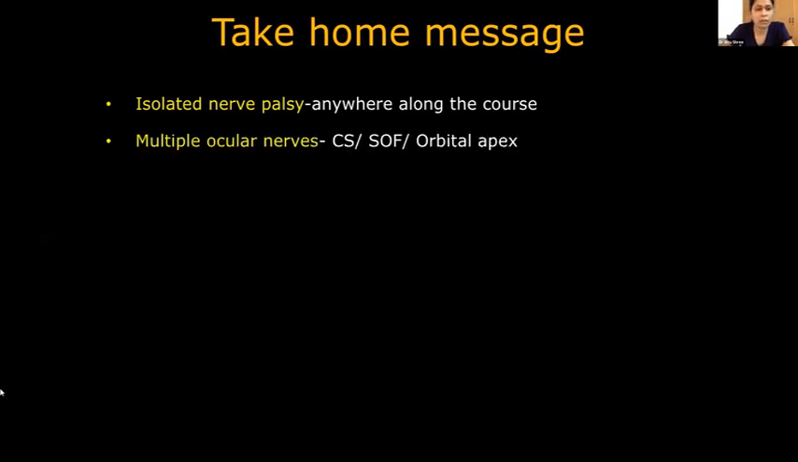So I would like to summarize with some important points. If there is isolated nerve palsy, the lesion can be anywhere along the course, but usually the lesion is where the nerve is running alone, like in the subarachnoid space or meninges, or along the vessels, what I told in the previous part. If there is involvement of multiple ocular nerves, like a combination of third and sixth, third, fourth and sixth, or third and fourth, it means the lesion has to be where all the nerves are meeting, like in the cavernous sinus, superior orbital fissure, or orbital apex.